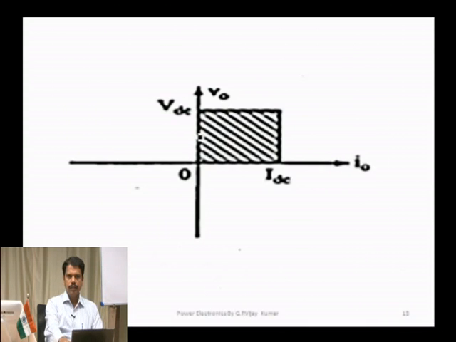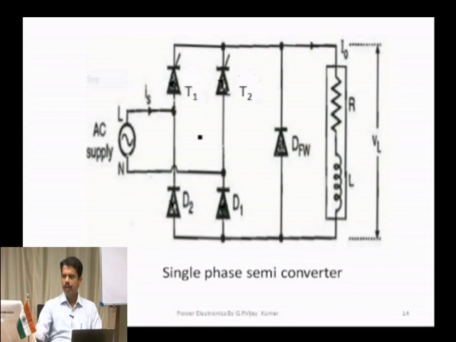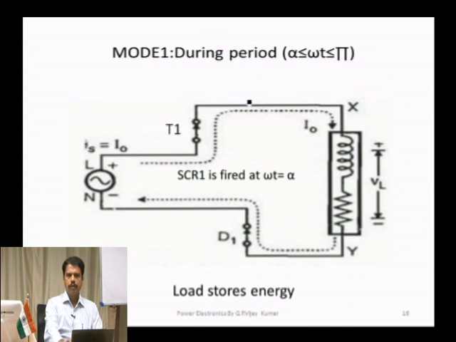You can see the circuit. See T1 D1, and the opposite one, next one, T2 D2, conducts. So, T1 D1 is one combination, T2 D2 the other. During this period, omega t greater than alpha and less than pi, T1 D1 are forward biased, and when the thyristor is fired, T1 D1 connects the source to the load.